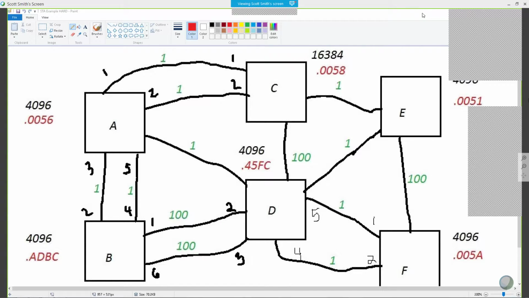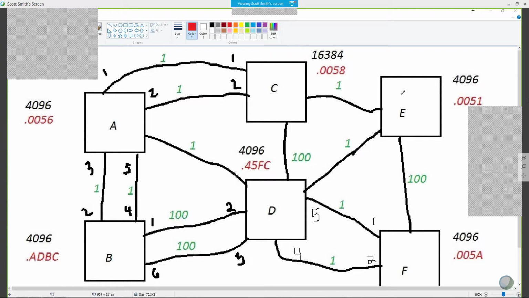Let me move these guys over here. This guy becomes my root. That's my root. This is a root port. This is a root port. This is a root port. This is a root port. This is a root port.